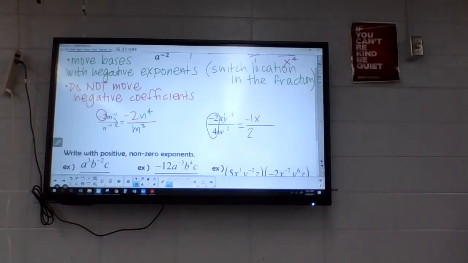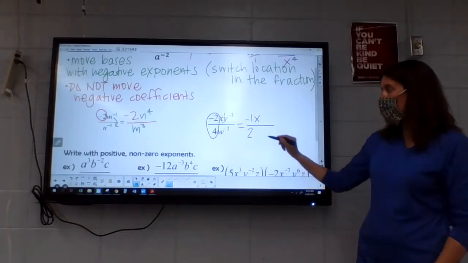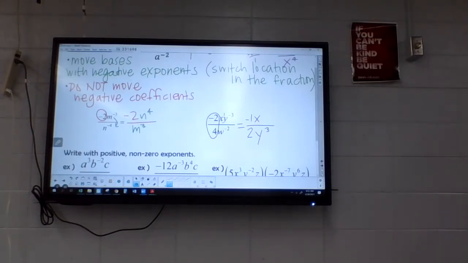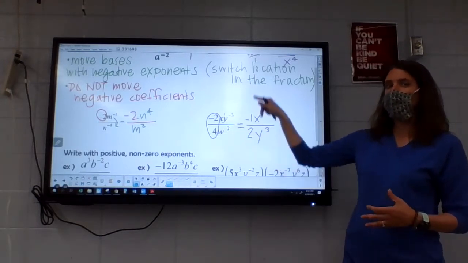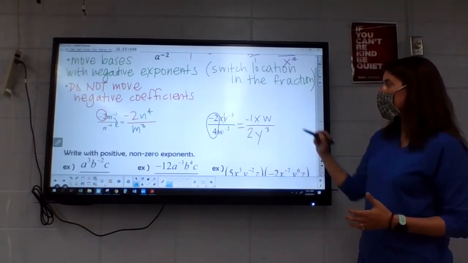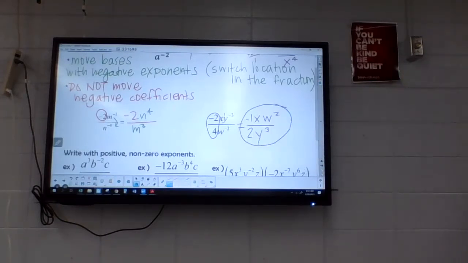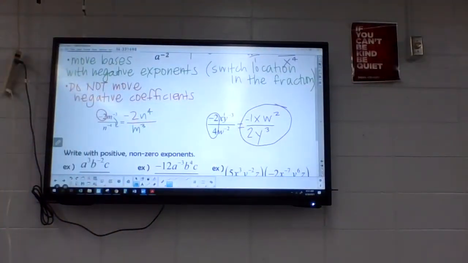We're only going to move bases that have negative exponents. So y to the negative 3 is negative, so I'm going to move it to the bottom of the fraction, and it's going to become positive. W to the negative 2 is a negative exponent, so I'm going to move it to the top. We just want all the exponents to be positive, so we just switch where they are. Hopefully this next example will make it a little more obvious. I think the next example is a good one.